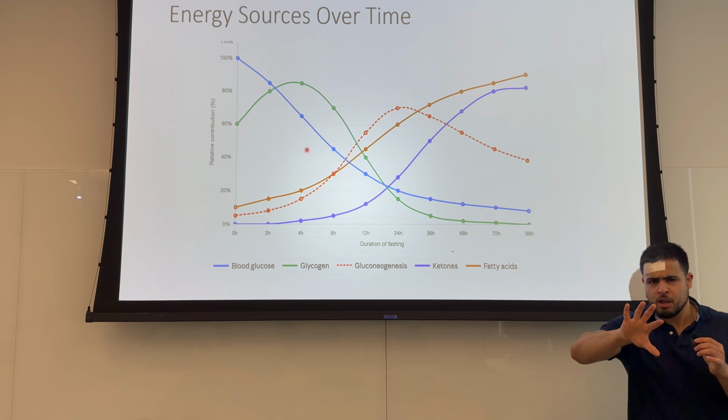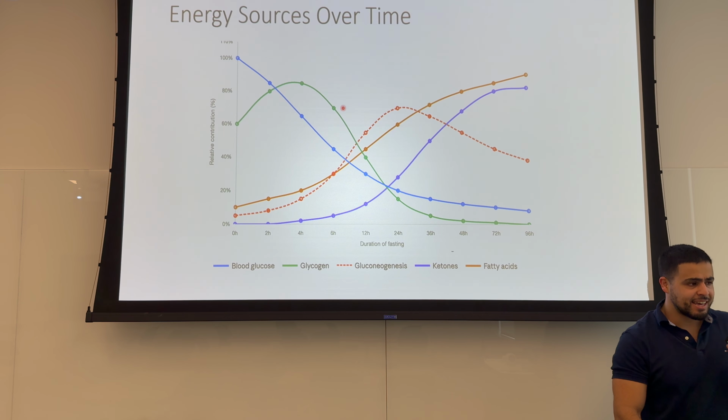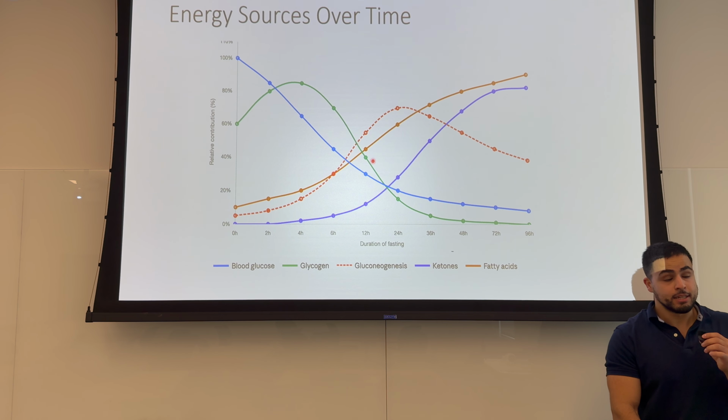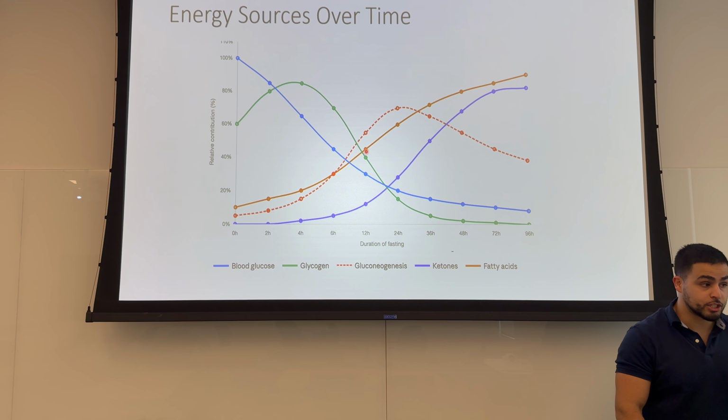That sort of peaks from 4 to 6 hours. But then if you continue your fasting period, that'll start to dip as well. And then at 12 hours, you really decrease the amount of glycogen you have, and you want to start relying on fatty acid breakdown and gluconeogenesis. So you can see you start breaking down your fatty acids and you start to make glucose via gluconeogenesis.